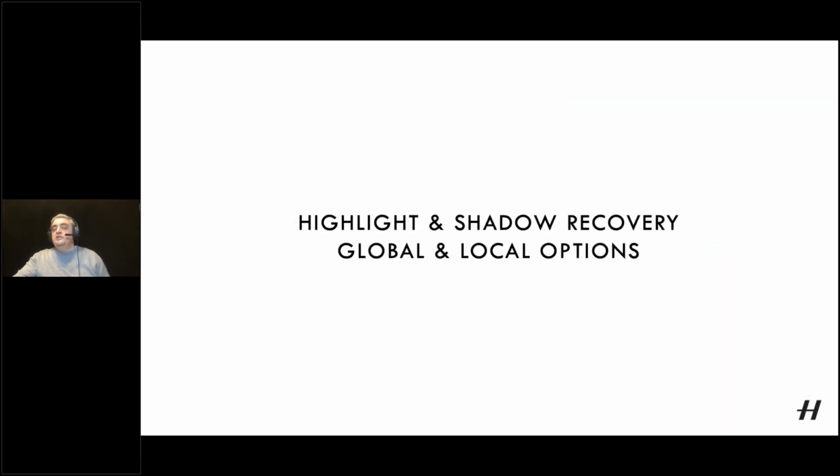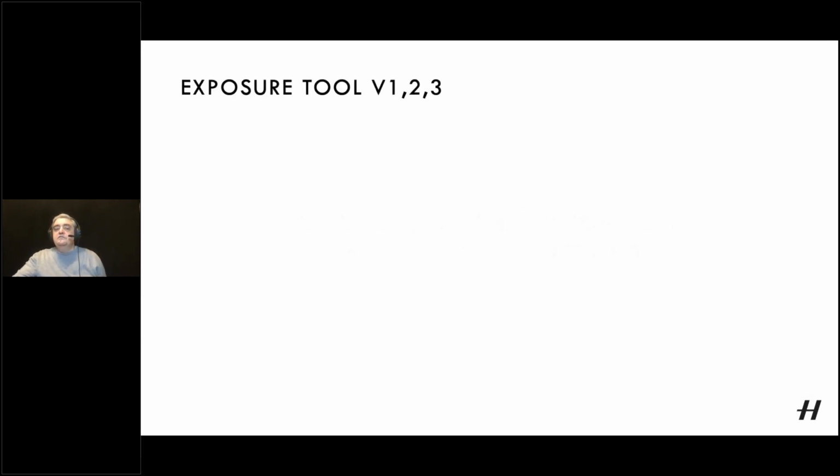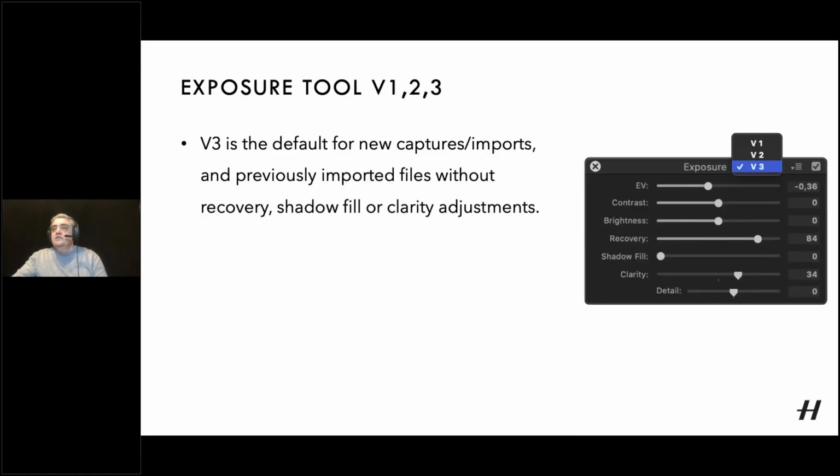Okay, so highlight and shadow, global and local. We've covered these to a great extent in terms of the global before, but just a quick recap. So within the exposure tool in Phocus, obviously V3 is the default algorithm now. But as you know, V1 and V2, we talked about this recently, allow you to have different values. We'll just quickly recap that.